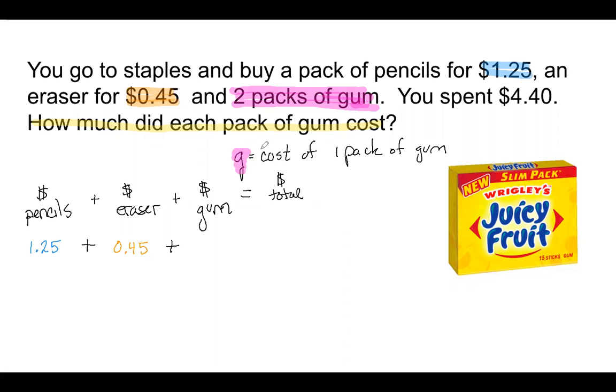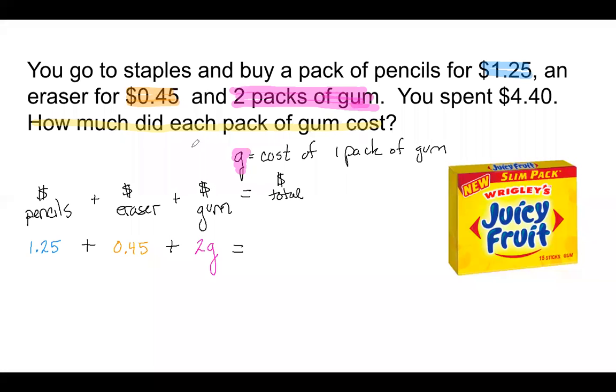As soon as you have a variable, you can use that anytime you need that quantity, right? So I bought 2 packs of gum. They both cost G dollars. So I could say gum is going to be G plus G, right? So I paid G dollars for the first pack of gum. I paid G dollars for the second pack of gum. Or you could write 2 groups of G, or 2 times G is going to give me how much money I spent on gum. And that's equal to the total amount of money.